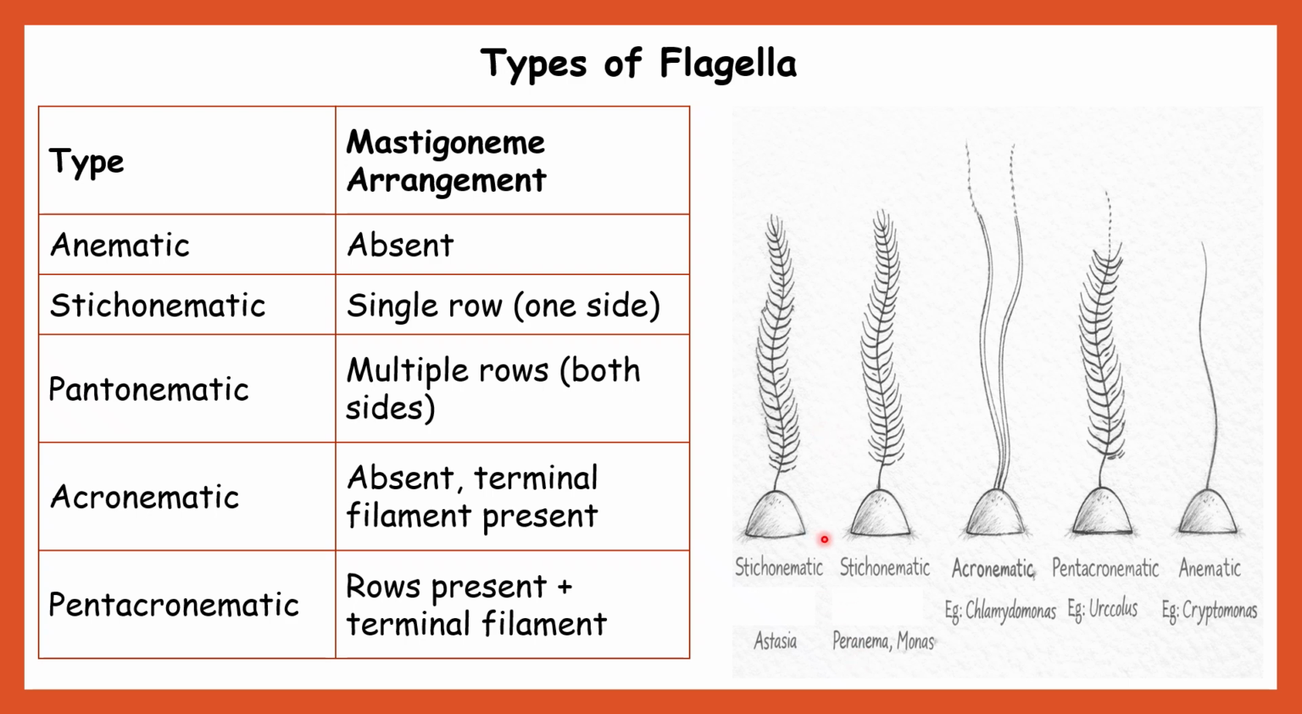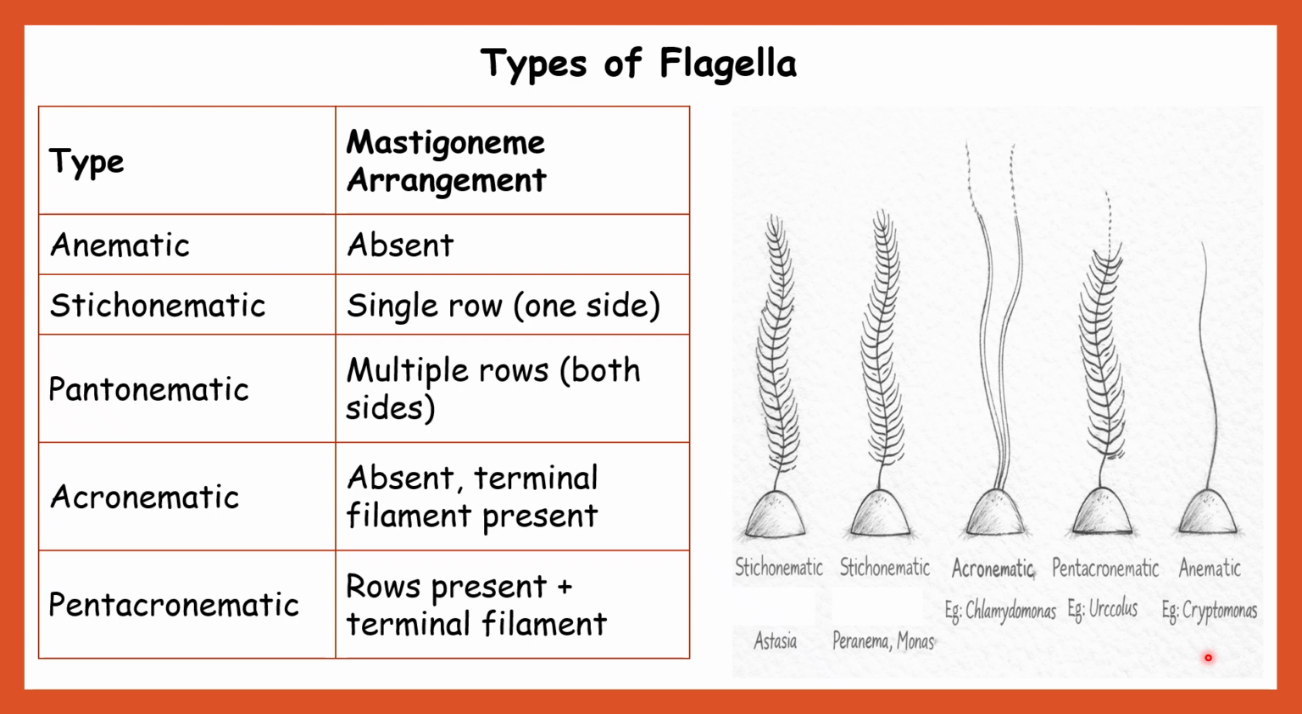Okay, for an example, the first category, anematic type: could you clearly see it doesn't have those small hair-like structures, right? That is why it doesn't have anything. It is simply a simple hair-like structure. So this is what is known as anematic type, where the mastigonemes are completely absent. The example for this category is Cryptomonas.